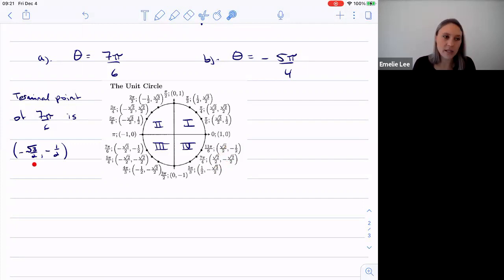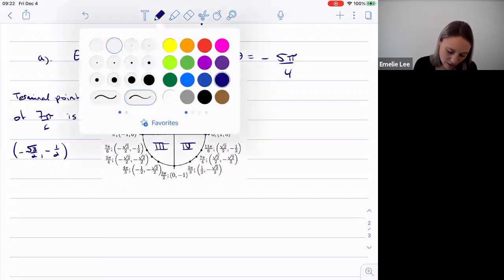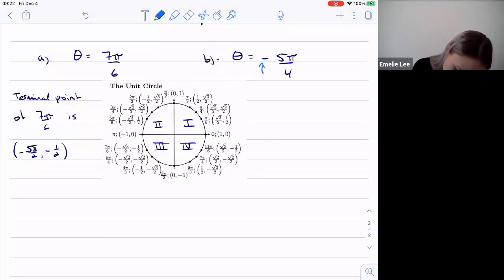So here, 7 pi over 6 was on the circle, so we were able to find the terminal point. Not quite as obvious is negative 5 pi over 4. Negative 5 pi over 4, the negative just says I need to move clockwise.